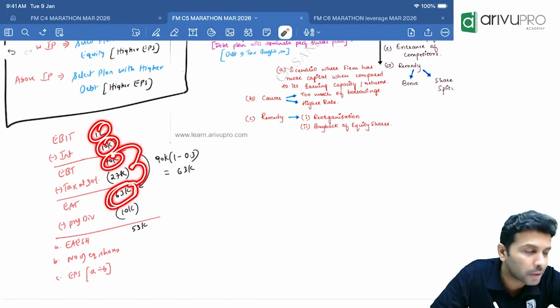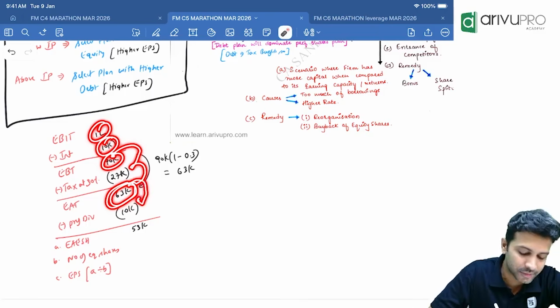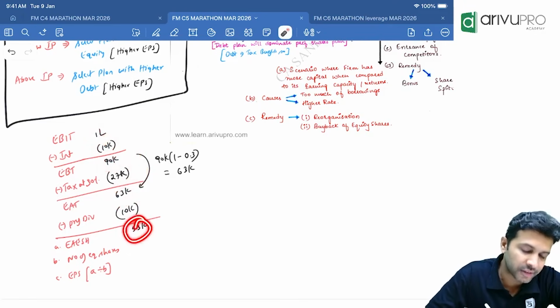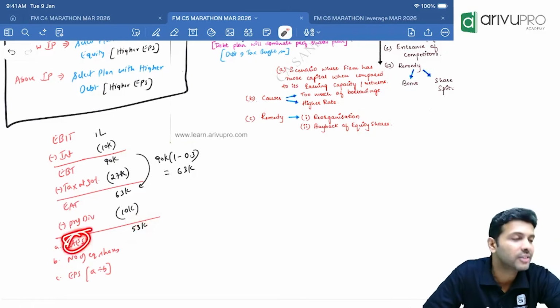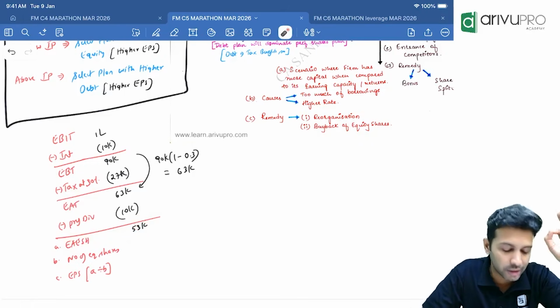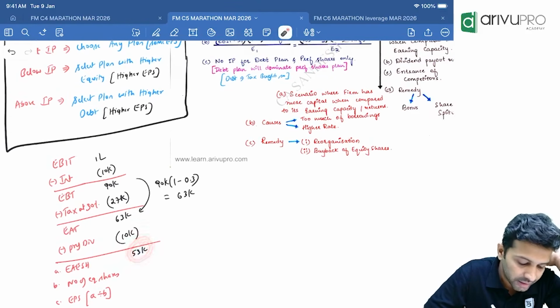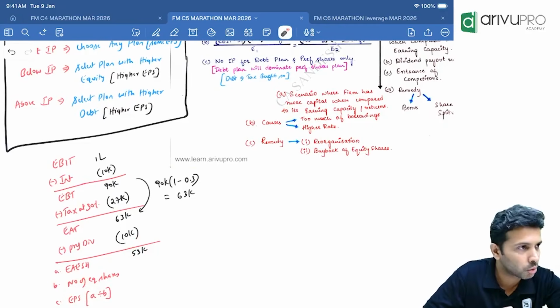EAT. Is this available for equity shareholder or first you have to pay preference dividend? Deduct preference dividend. How much money remains? This number, this 53, is available for whom? Equity shareholder. This only we call it as EASH. EASH means earnings attributable or earnings available to equity shareholder. This number you take and divide by the number of equity shares and you get EPS. Correct? That's how you do it.